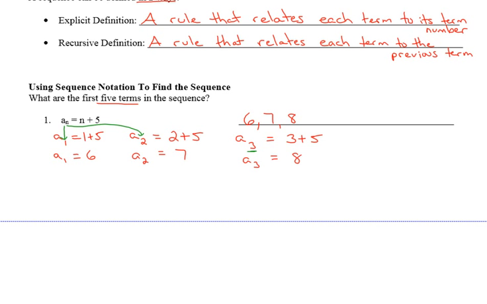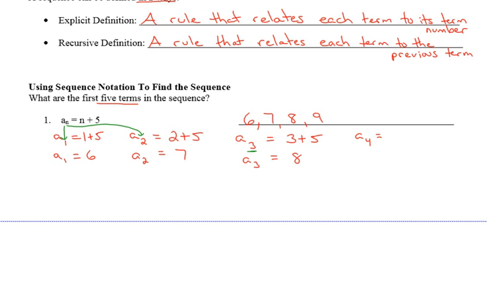pattern that's being created, you don't have to continue on substituting into the rule to get the rest of the numbers. If you look at this sequence, I have 6, 7, and 8. If you were to guess what the next number would be, it's probably going to be a 9. Let's check just to make sure. 9 is the fourth term, so I want A sub 4.